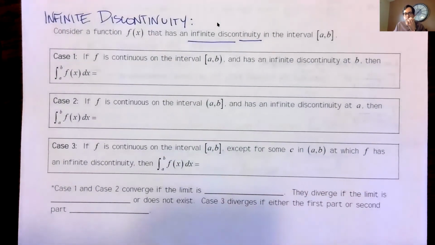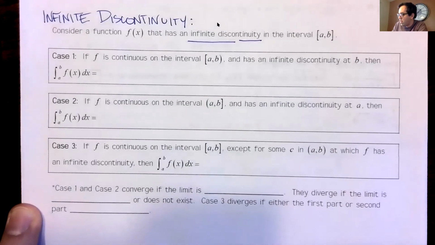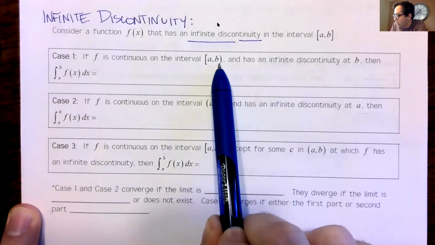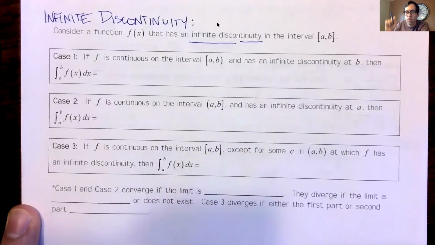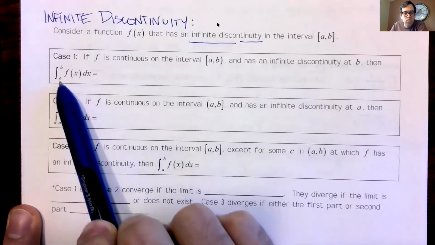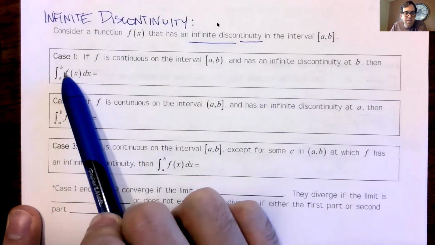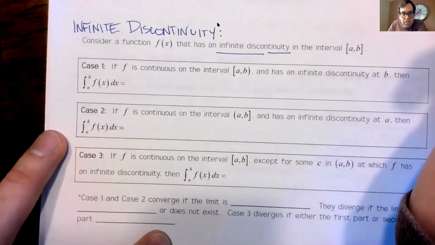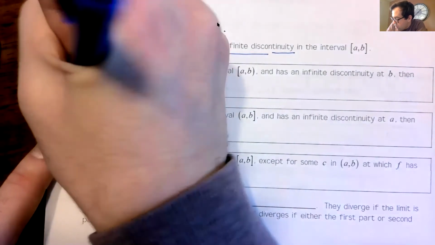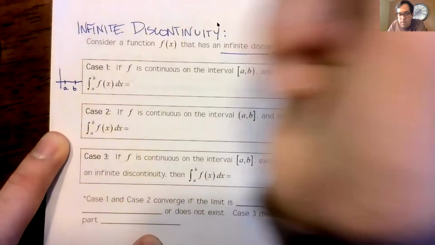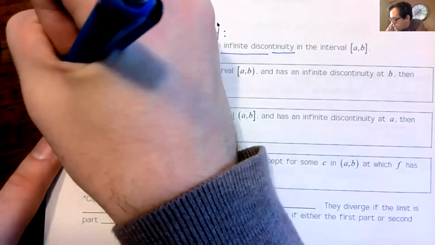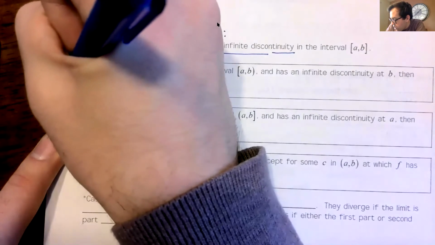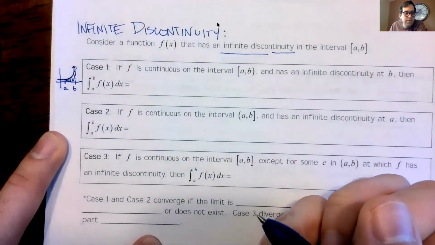All right, and then again, there's 3 cases. So case 1, if f is continuous on the interval and has an infinite discontinuity at b. So let's say there's an infinite discontinuity or a vertical asymptote at the right edge of our interval from a to b. First of all, that's going to look something like this. If you want to sketch this on the side, from a to b, and it's going to look something like this probably. And if you try to shade it, you'll see it approaches infinity.